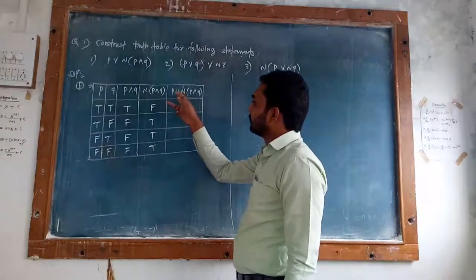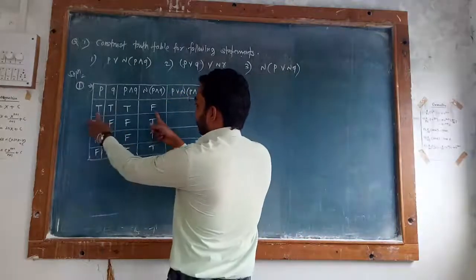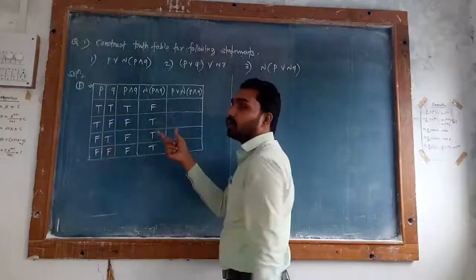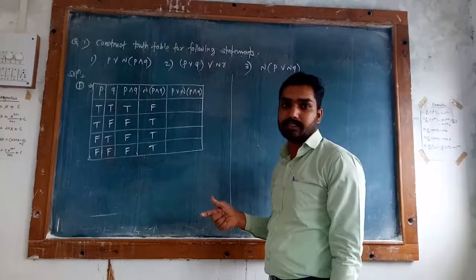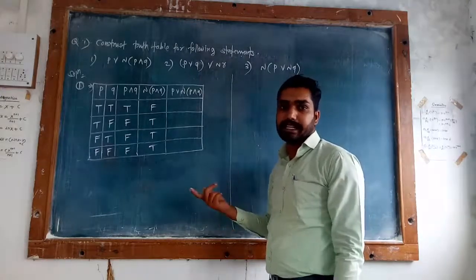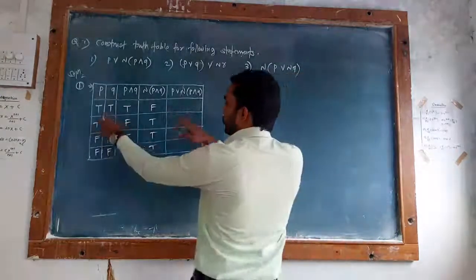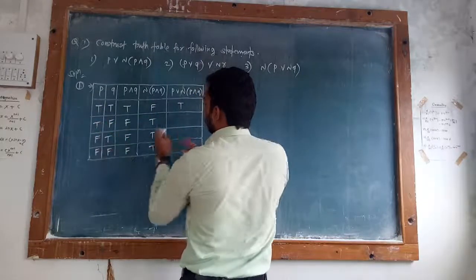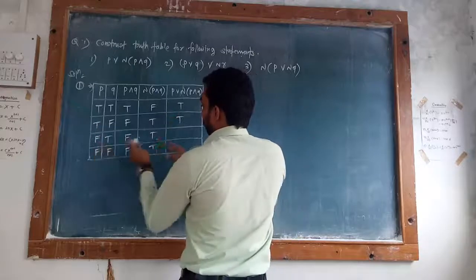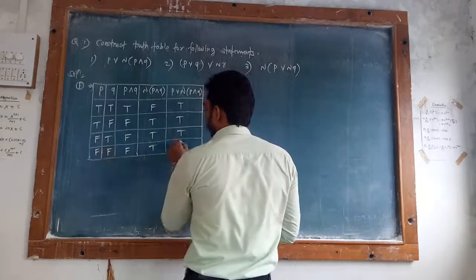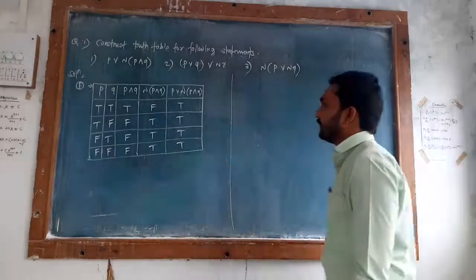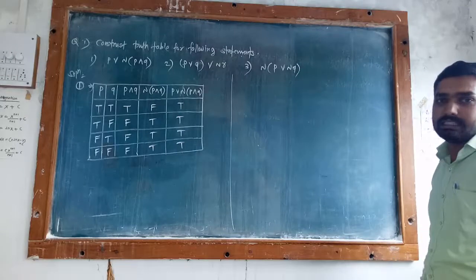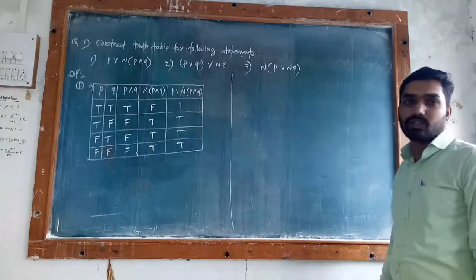In disjunction, if both values are F, the result value becomes F. In the remaining cases, its value becomes T. So is there any row with both F? No, so the result value becomes T in every row. So in your last column all values are T. So the given statement is a tautology, right?